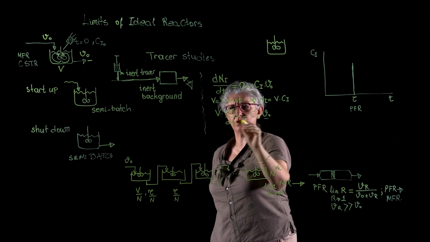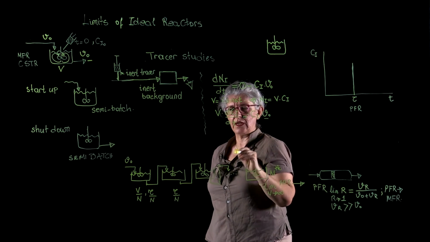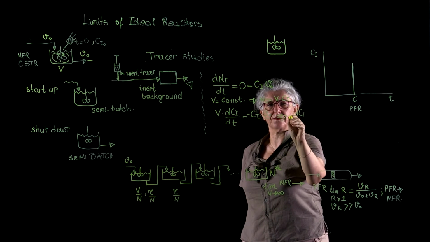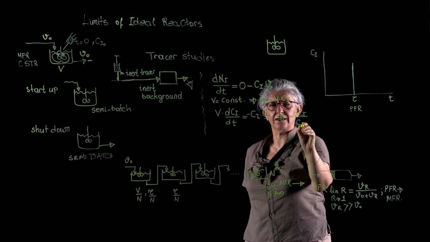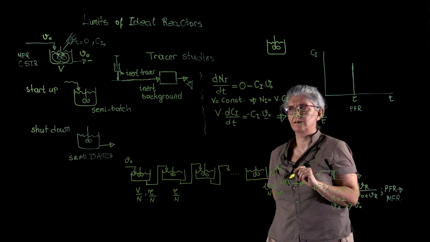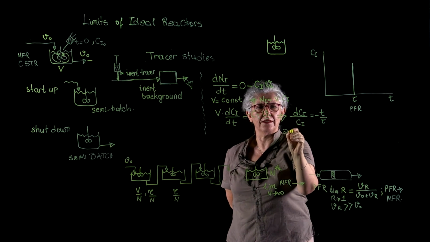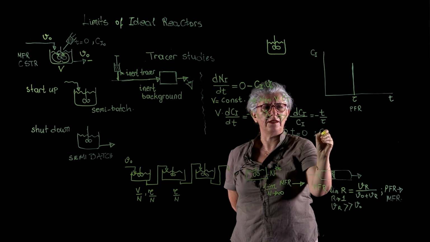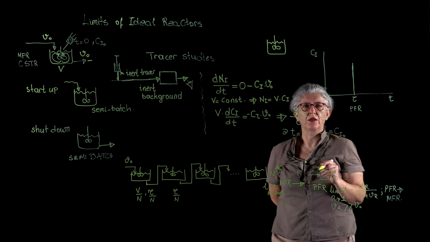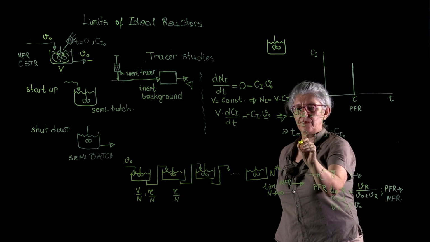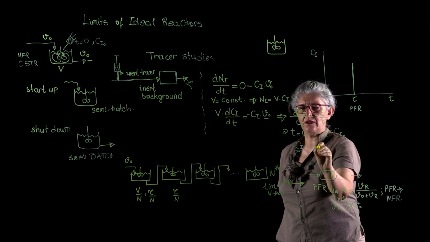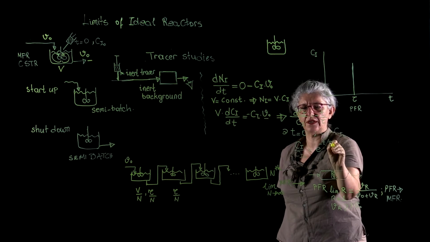We are going to take this V0 to here to make this term tau. We're going to do some rearrangement to obtain dCi over Ci is equal to minus dt over tau, with an initial condition at t is equal to 0, Ci is equal to Ci0. The solution of this ordinary differential equation is Ci over Ci0 is equal to e to the minus t over tau.